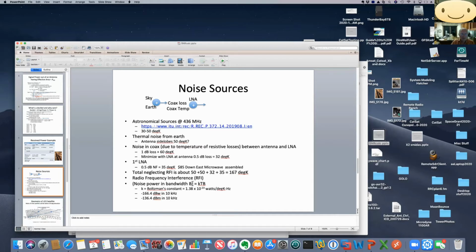So if I have a receiver, typically receiving with a 10 kilohertz bandwidth, that would be a typical receiver receiving a CubeSat downlink at 436 megahertz. You multiply that out, or if you would rather, you could add these three numbers in dB instead of multiplying, and you get minus 166.4 decibels relative to a watt within a 10 kilohertz bandwidth.